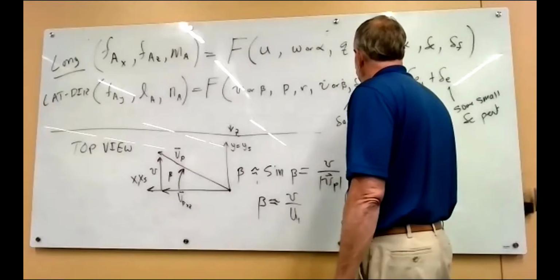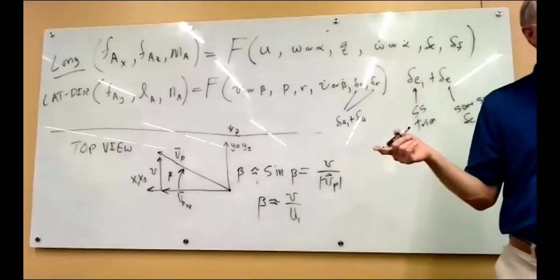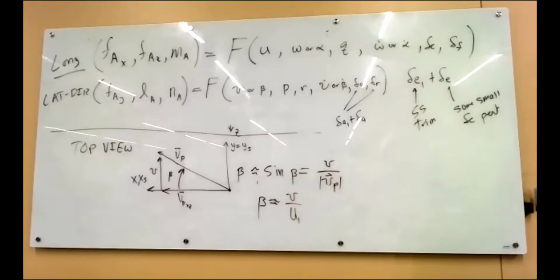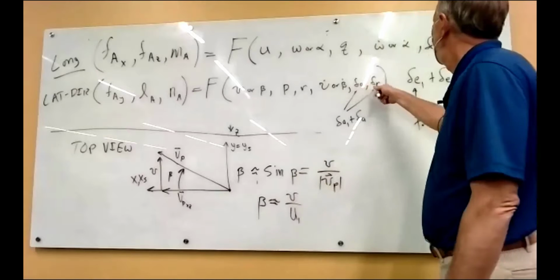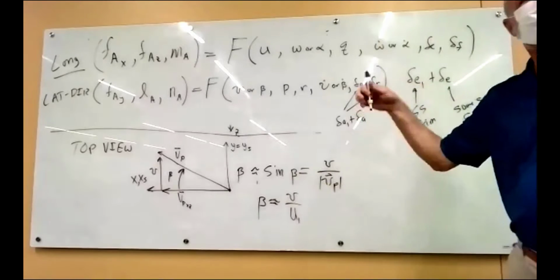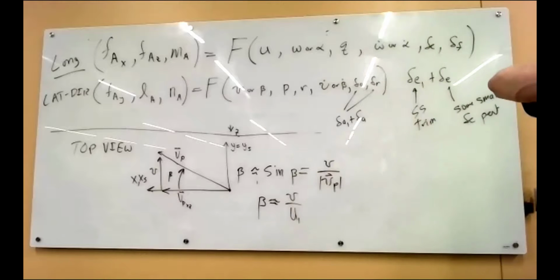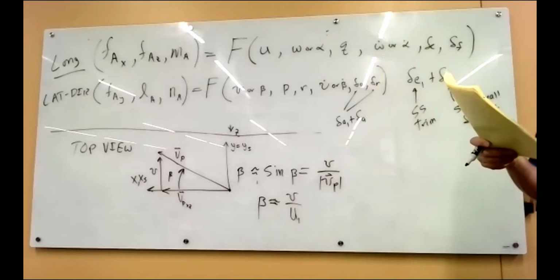Now for most cruise flight, delta A1 is 0, right? And beta 1 is 0, and delta rudder is 0. But we still need to remember that when we solve for this, this is a perturbation on some steady state trim condition that we've already solved in chapter 4. So you can see why we did chapter 4 before we did this, because you have to.